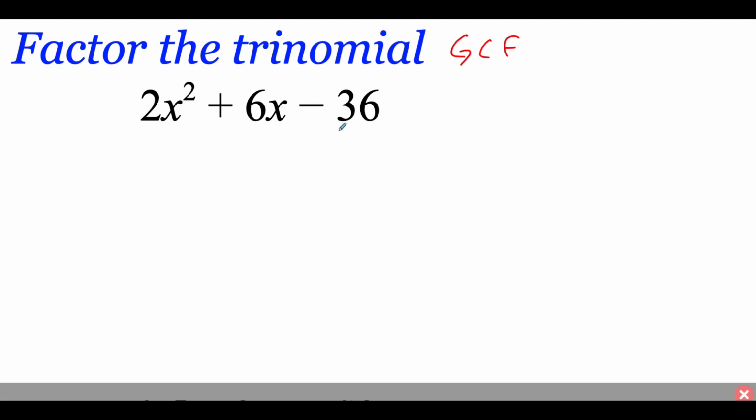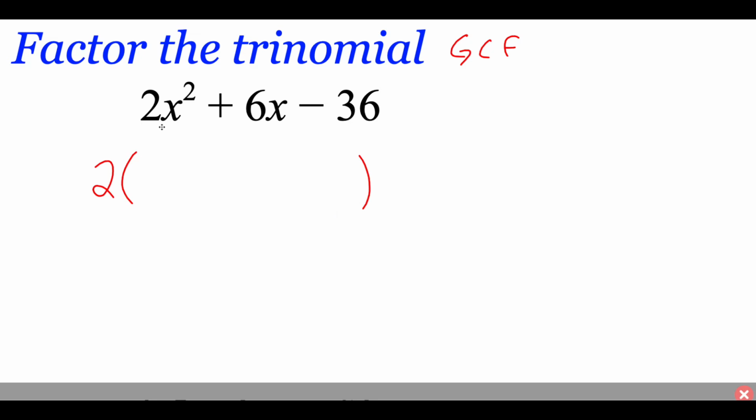So as we're looking at this example, 2x squared plus 6x minus 36, there is a greatest common factor that I can take out of all three of these terms. And what I notice is that all of the numbers are divisible by 2. So I can factor 2 out of this trinomial.